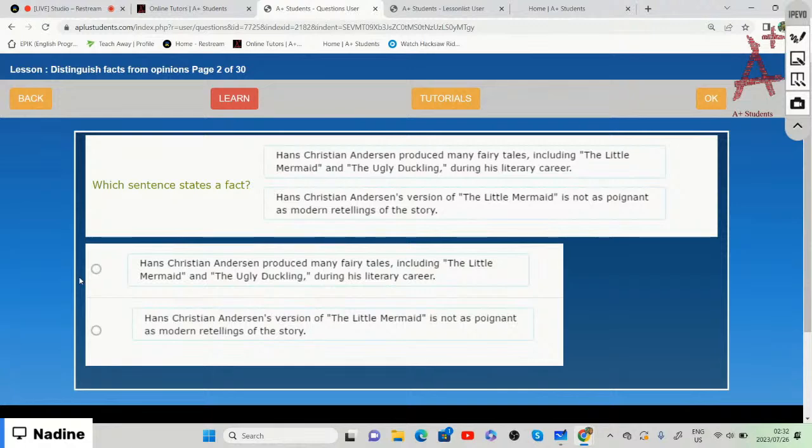All right, so now if we look at one of these sentences, we need to state the facts. The first one says Hans Christian Andersen produced many fairy tales, including The Little Mermaid and The Ugly Duckling, during his literary career. And the second part says Hans Christian Andersen's version of The Little Mermaid is not as poignant as modern retellers of the story. So we can then say this is someone's opinion.